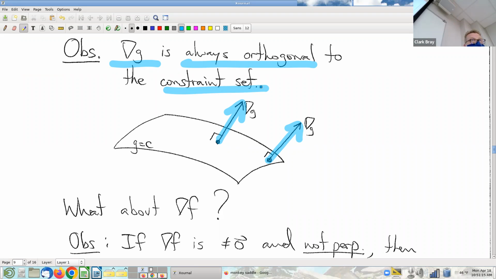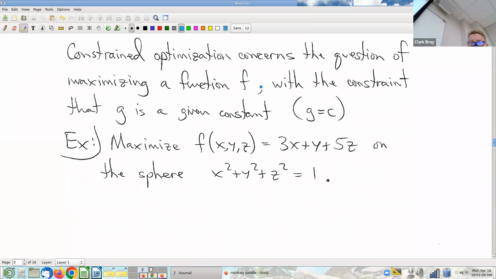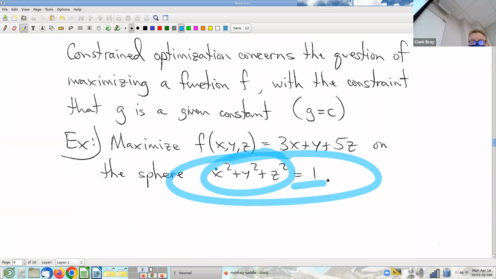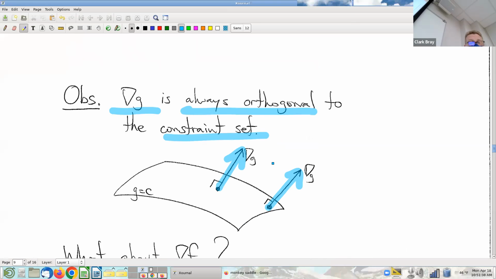Yep, that's right. So in the previous example you just said, on the sphere, x squared plus y squared plus z squared equals 1. Yep, G of x, y, z is x squared plus y squared plus z squared. So the function whose level set gives you your constraint equation, that function is your constraint function. Okay, so the constraint gradient's always orthogonal.